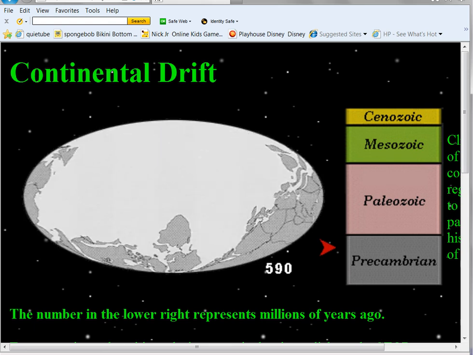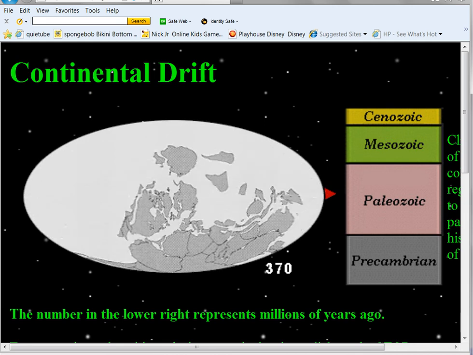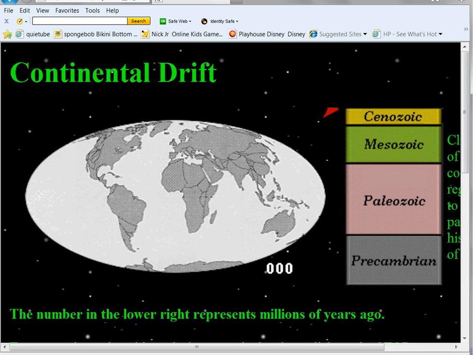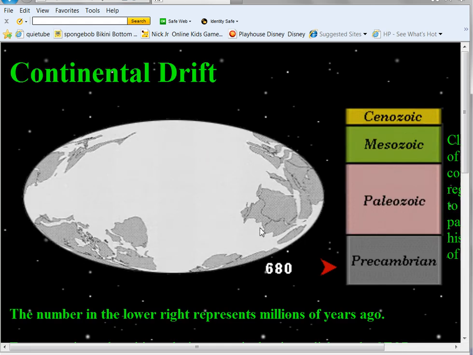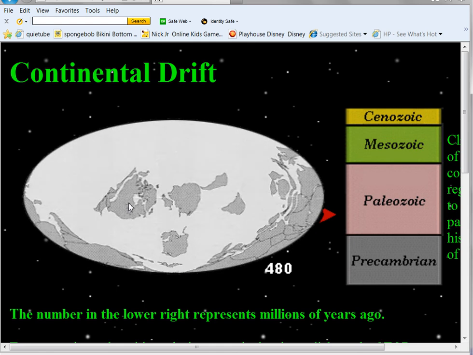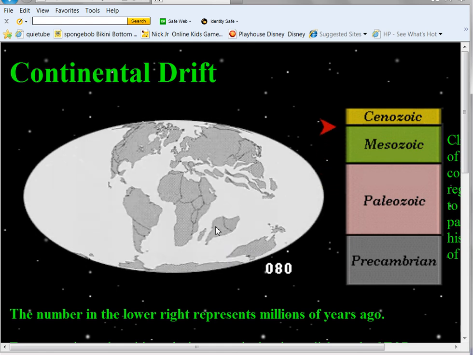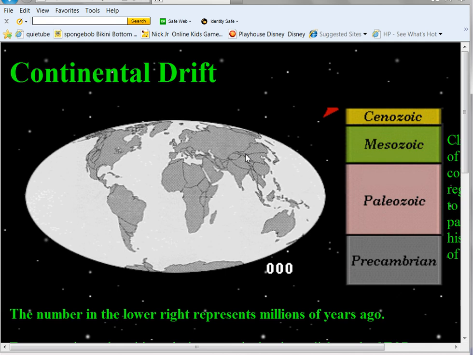Isn't that neat? All of that sliding around, moving around, crashing, splitting, developing. This is plate tectonics. North America. Here's Africa, and this is India, breaking off Africa and then crashing into Asia relatively recently.